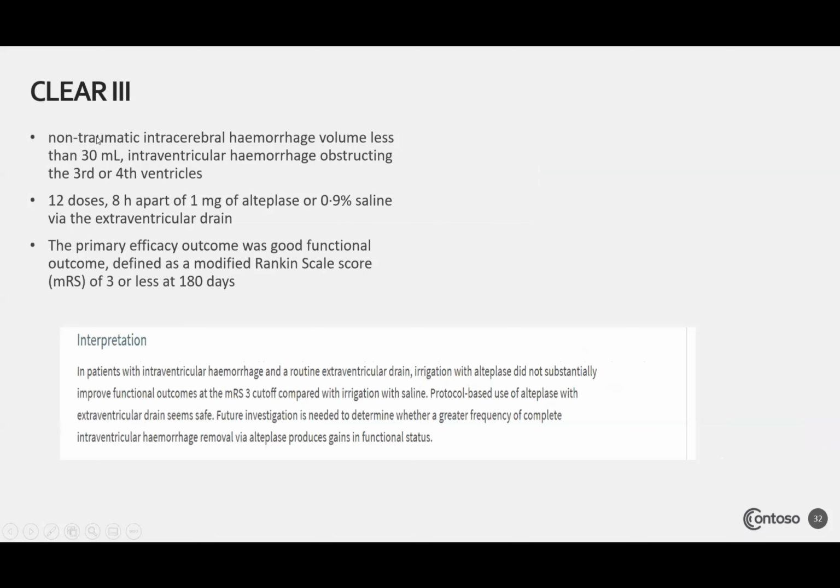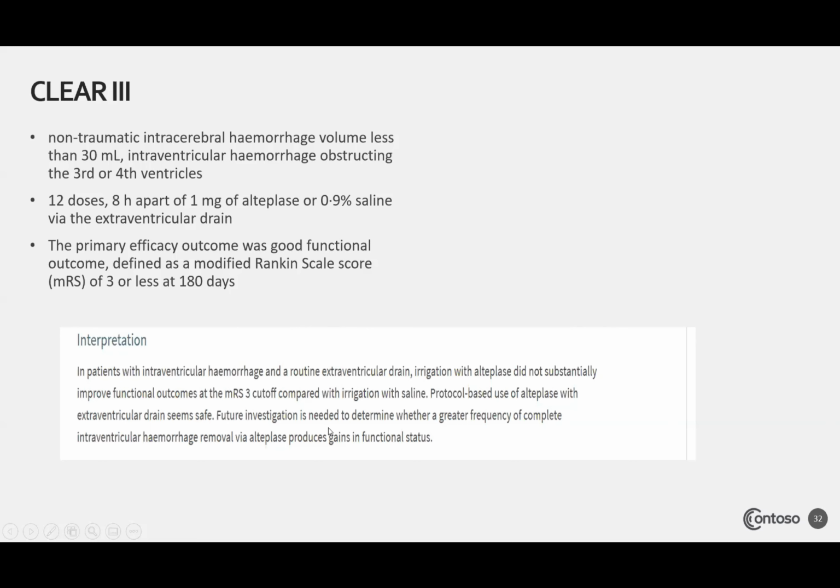So CLEAR 3 is the same. In CLEAR 3, this is spontaneous intraventricular hemorrhage, non-traumatic intracerebral hemorrhage, volume less than 30 ml, with intraventricular hemorrhage obstructing the third and fourth ventricle. There will be both drains, and they will give IV tPA also. tPA, I'm sorry. Patients with intraventricular hemorrhage on routine extraventricular drain, irrigation with alteplase didn't substantially improve the functional outcome at a modified Rankin score of 3 cutoff compared with irrigation with saline. Protocol-based use of alteplase with extraventricular drain seems to be safe.